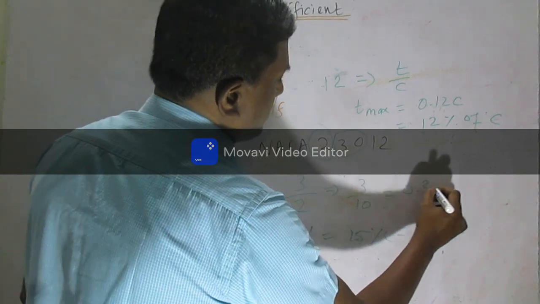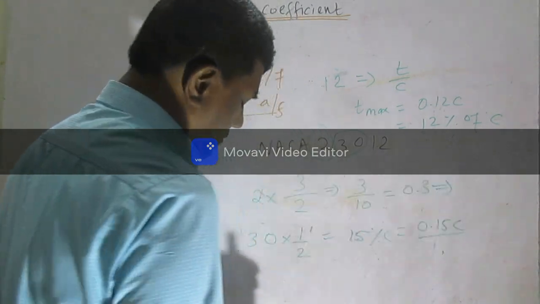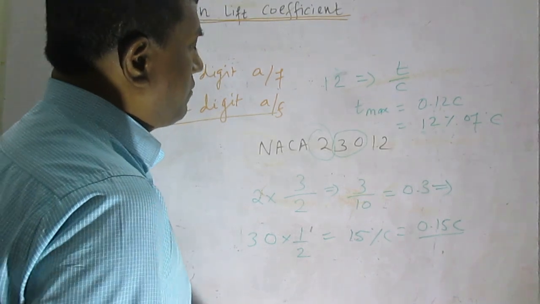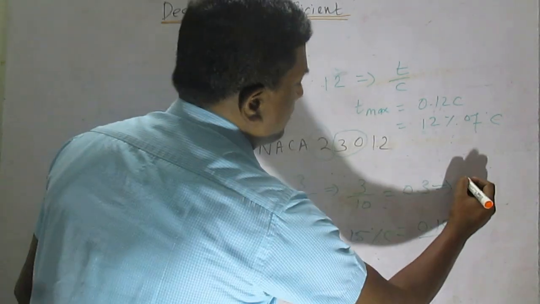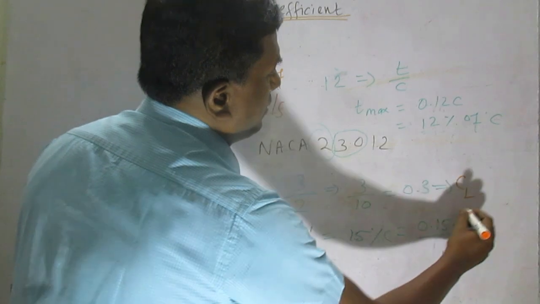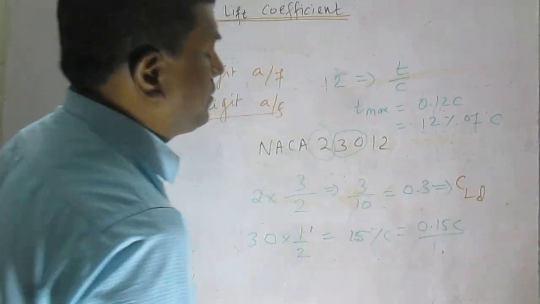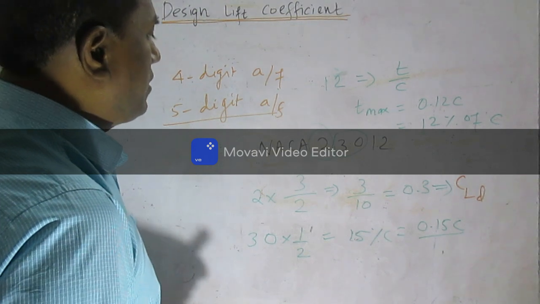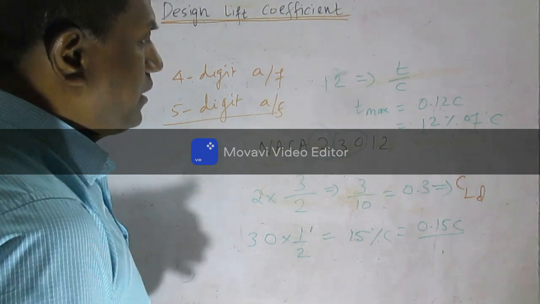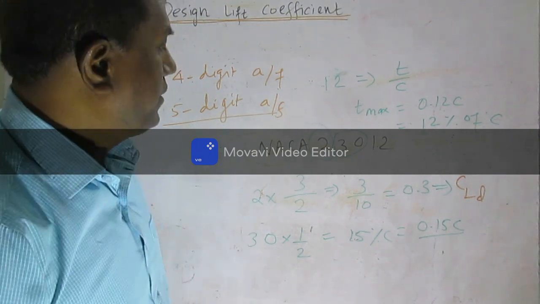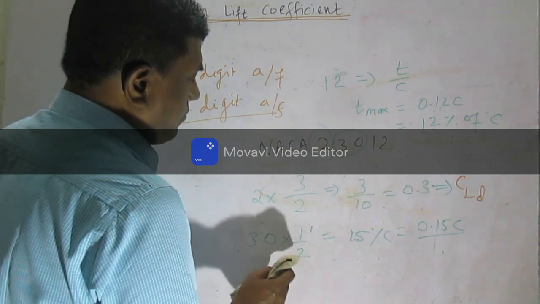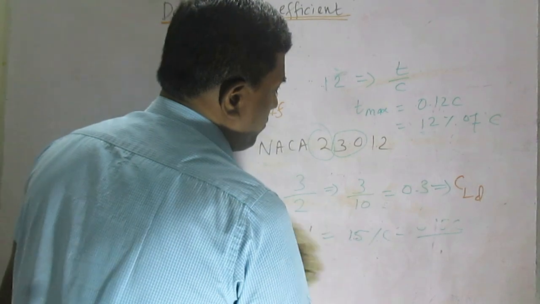So this value is nothing but CL. This is the CL of the design lift, the design lift coefficient in this one. And similarly, we have a design lift coefficient in the NACA 6 series aerofoil.